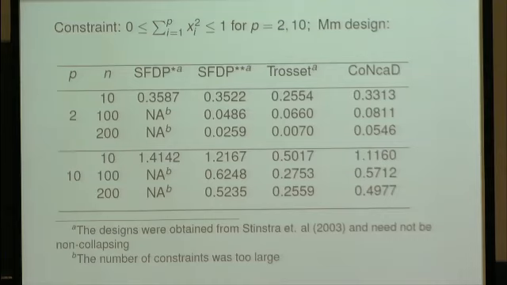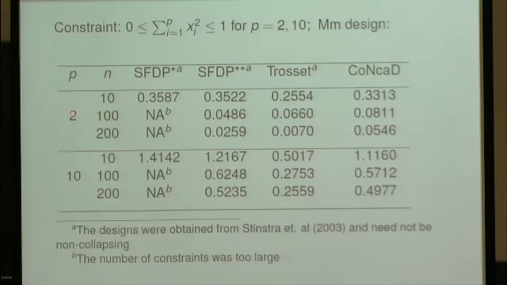This is an extension to a 2-dimensional ball or a 10-dimensional ball, and this is the 2 algorithms from the Stinstra paper, and I won't look at Trosset because that gets beaten by Stinstra's algorithm. The more sophisticated algorithm can't handle the larger number of points, so let's just concentrate on this column and our column here. Okay, so this is maxi-min, so large numbers are good.